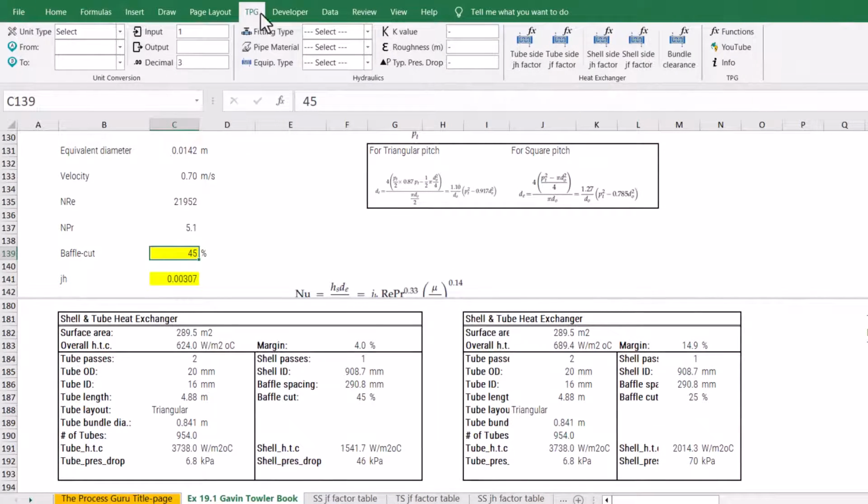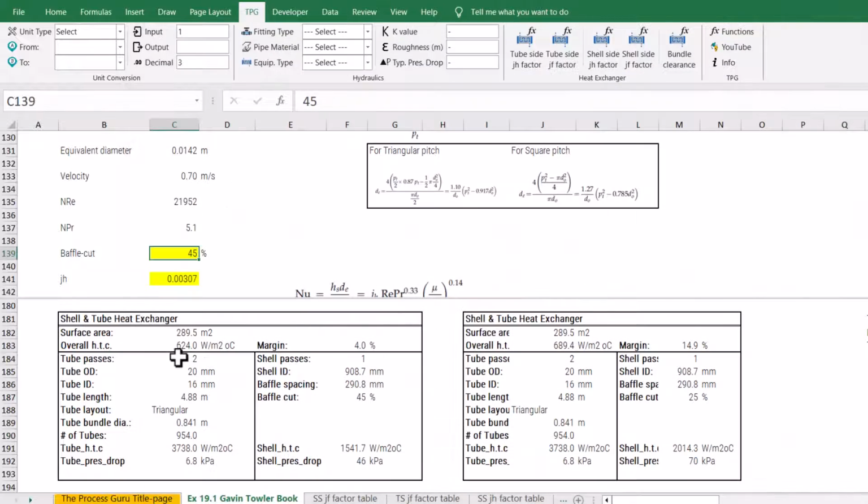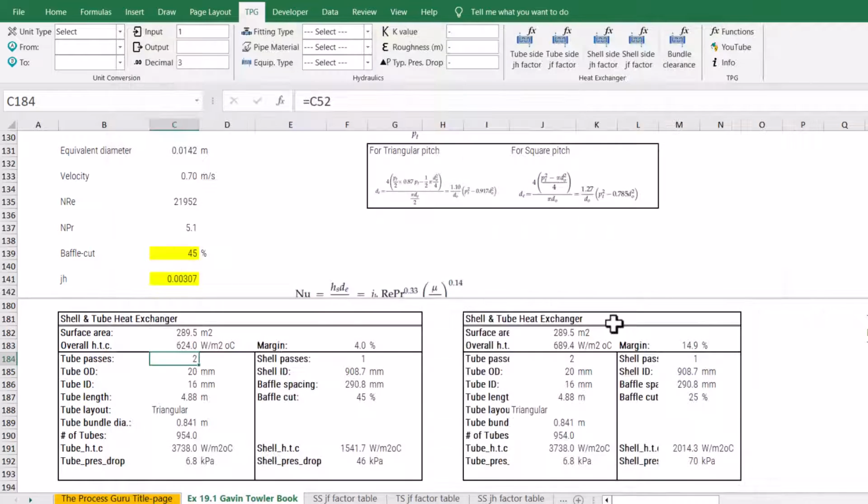If you look into this add-in and go to the shell side JH factor, you can see that as your baffle cut increases, your JH factor reduces. So your heat transfer coefficient decreases as you increase the baffle cut. That we are seeing here. Another thing is if you look at the JF factor, that is about pressure drop. As you increase your baffle cut from 15 to 45, your JF factor reduces, your pressure drop reduces. So we are also seeing the pressure drop reduced from 70 to 46 kilopascal.